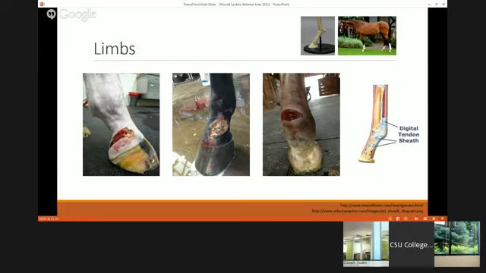And it, again, like I said, is a synovial structure. It holds the deep and superficial digital flexor tendons within it. And if it becomes compromised by a wound, that can very significantly compromise the horse's soundness if it's not addressed quickly.